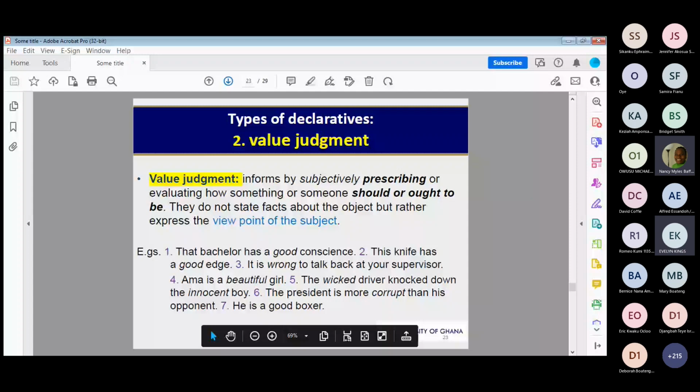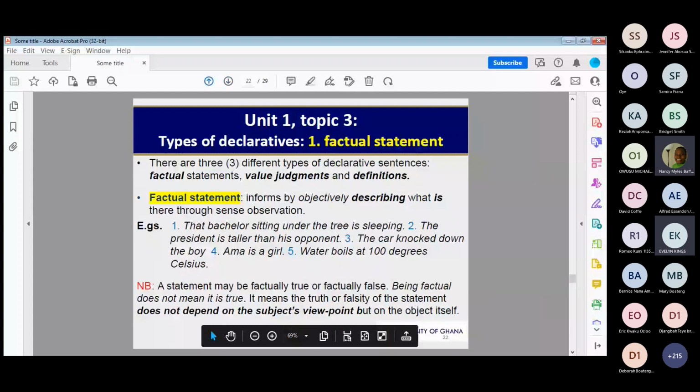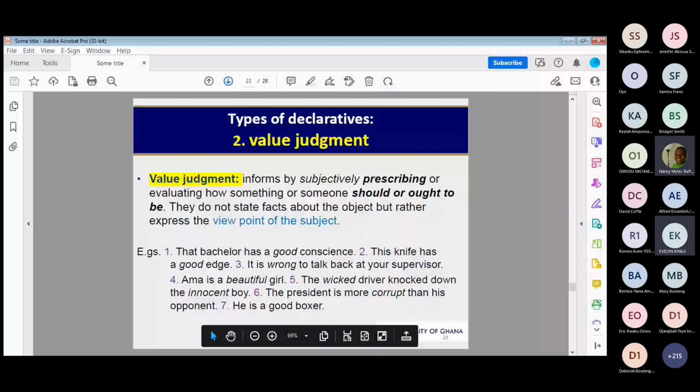Tell us. Look at the other one. Example 3, look on my screen, please. The car knocked down the boy. You are reporting facts. The fact may be true or false. You understand? Don't put in the wicked driver knocked down the innocent boy, because the words wicked and innocent are not factual terms. They are value judgment. What is making you call someone wicked? It is your impression of it.